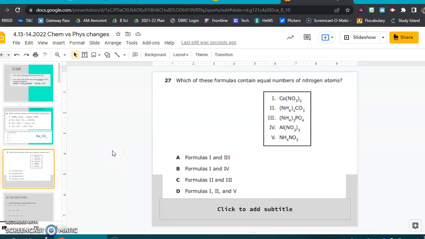And then lastly, which of these formulas contain equal numbers of nitrogen? So if you go through and figure this all out and take care of the subscripts. Now, subscripts with parentheses are different. That means I multiply that 2 times everything inside. So I have 2 there, 2 there, 3 there, 3 more there, and then I have 1, 2. So groups 1, 2, and 5 all have 2. Okay.